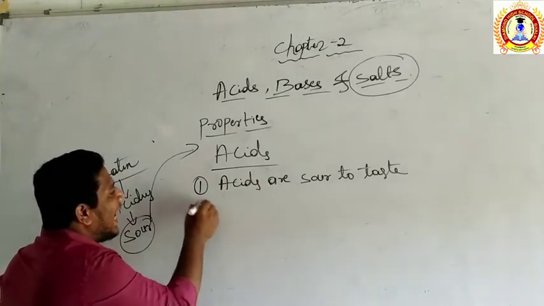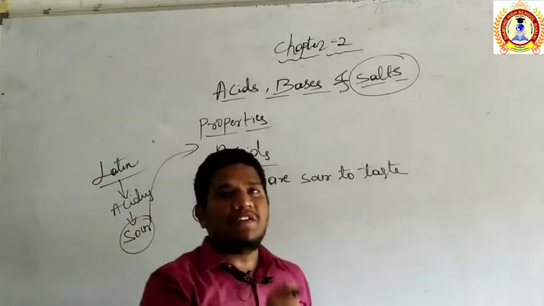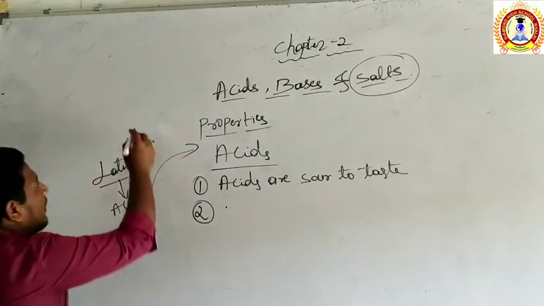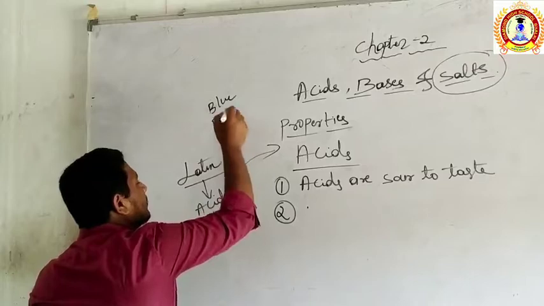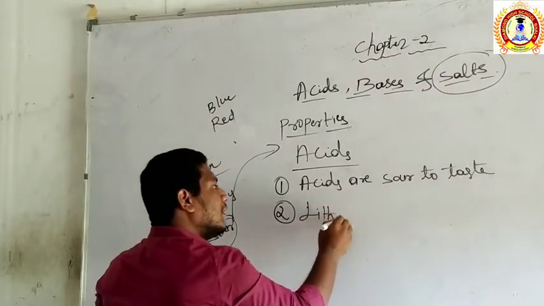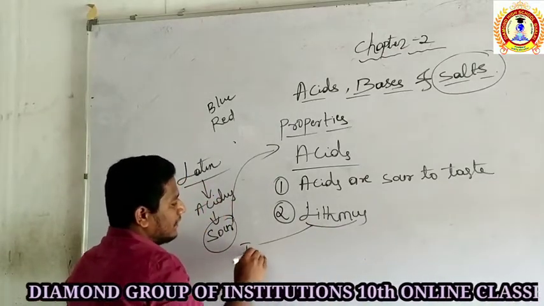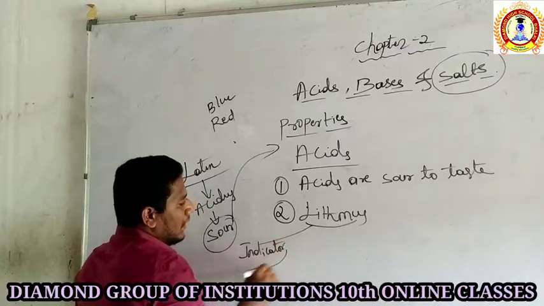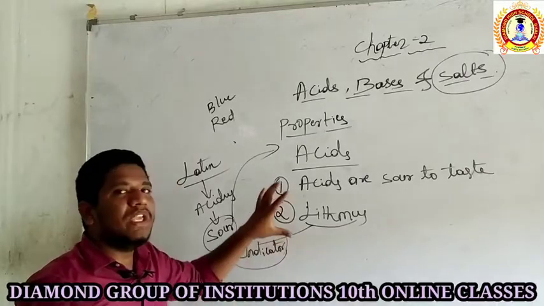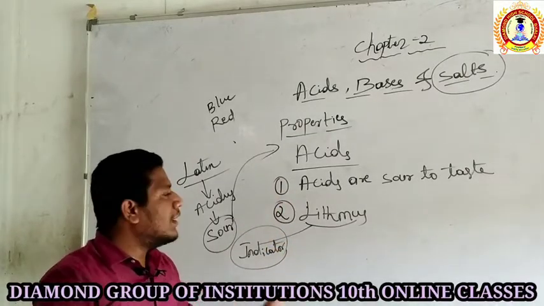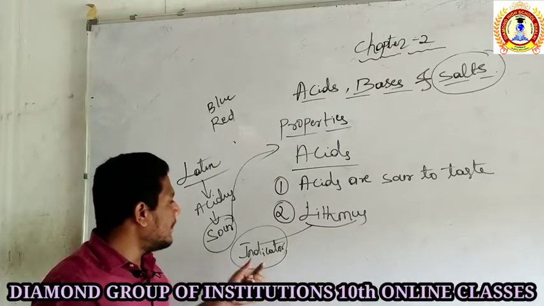And when acids are dipped on litmus paper, actually there are two kinds of litmus paper. One is blue litmus, another one is red litmus. What does litmus mean? Litmus is an indicator. An indicator is a substance that detects whether the given substance is an acid or a base by changing its color, or even the taste also, right?